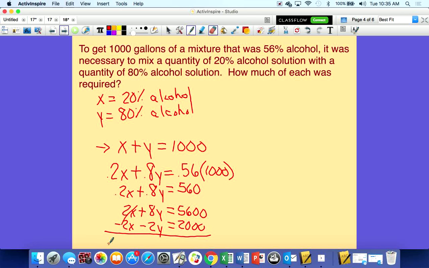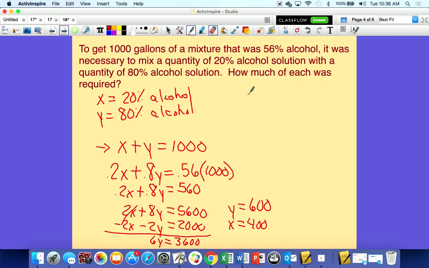Add those together, x's go away, so we've got 6y equals 3,600. So then y has to equal 600. All right, and that would mean that x equals 400. All right, and then you could throw that into the other equation to check it. But now you need to tell me exactly what that means.